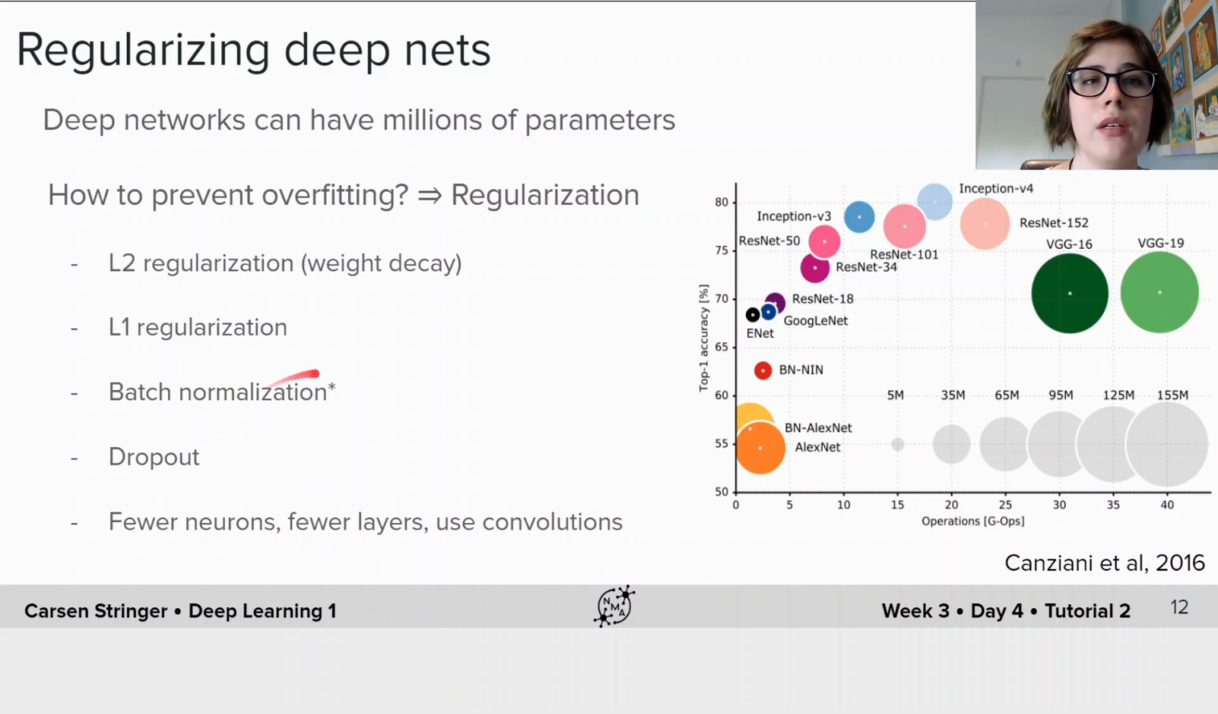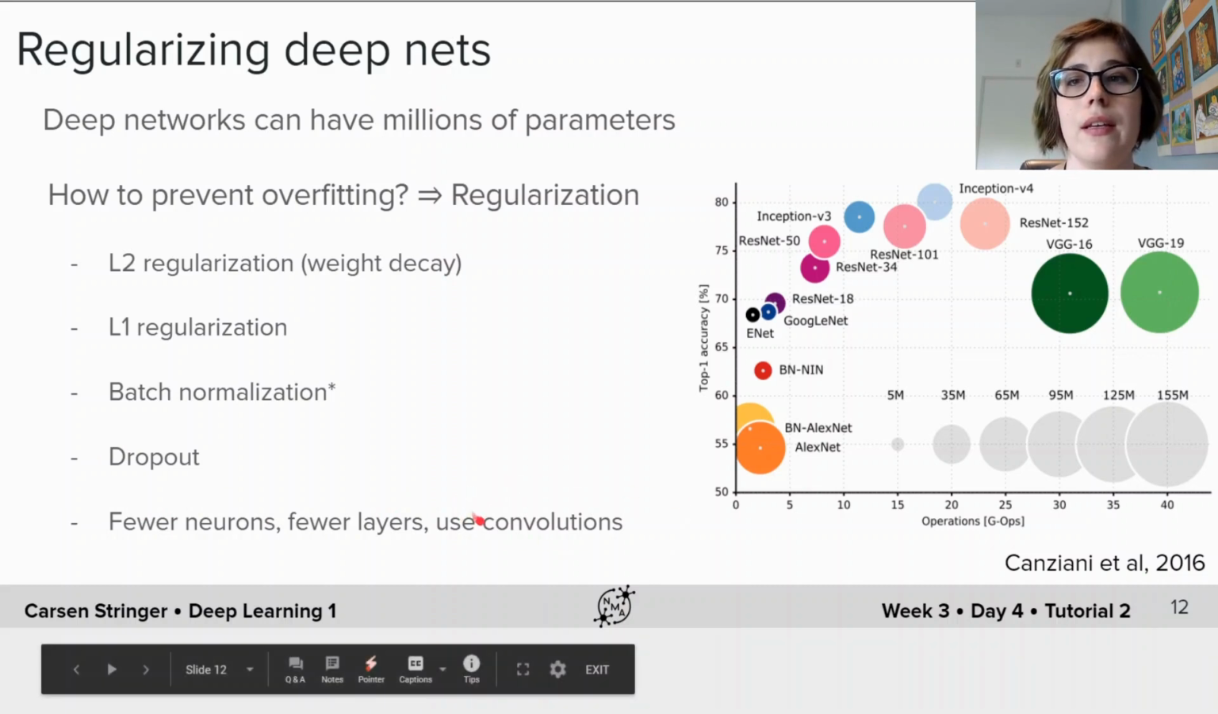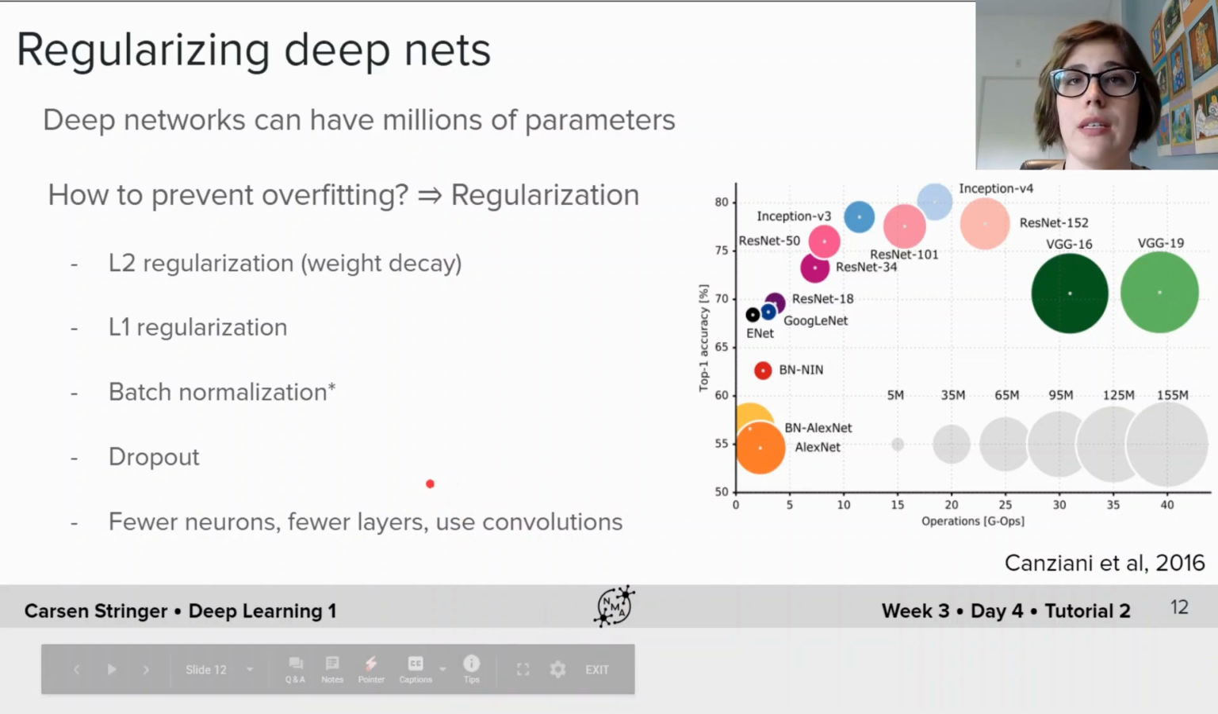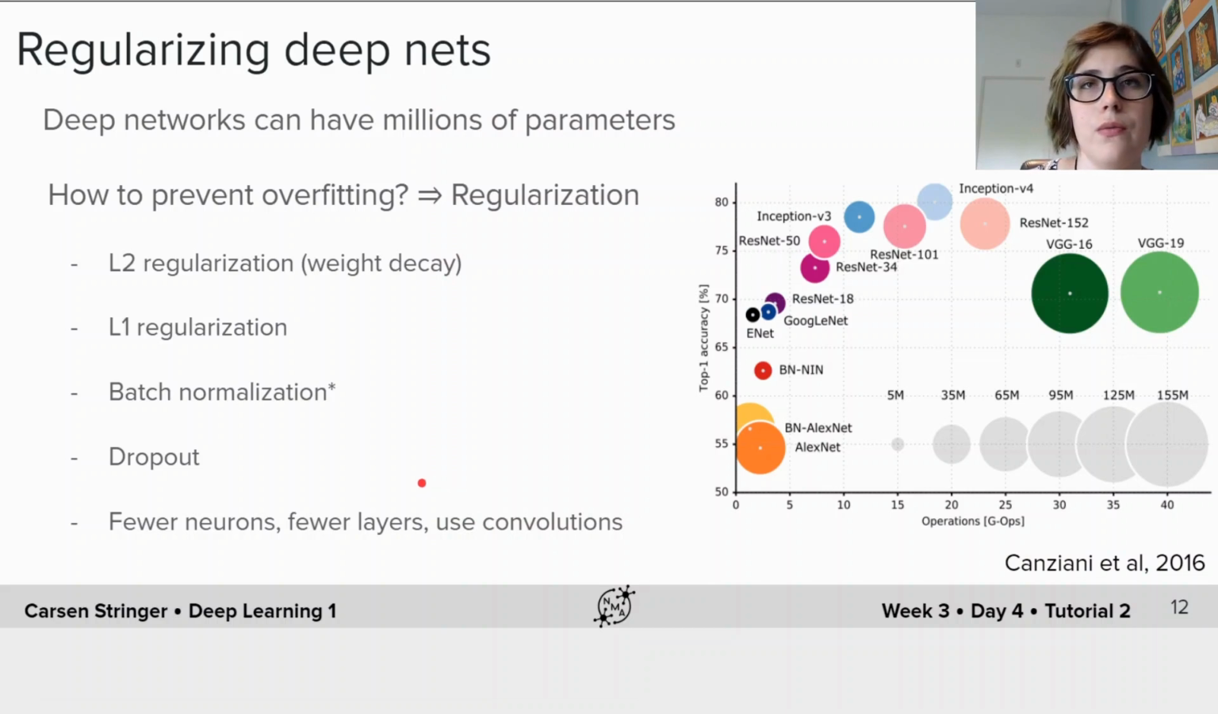We can also use a technique called dropout, which randomly removes units from the network during training, but this approach is not used so often anymore. And then finally, you can reduce the number of parameters by using techniques like convolutions, and in fact we're using convolutions today in part just for that reason.